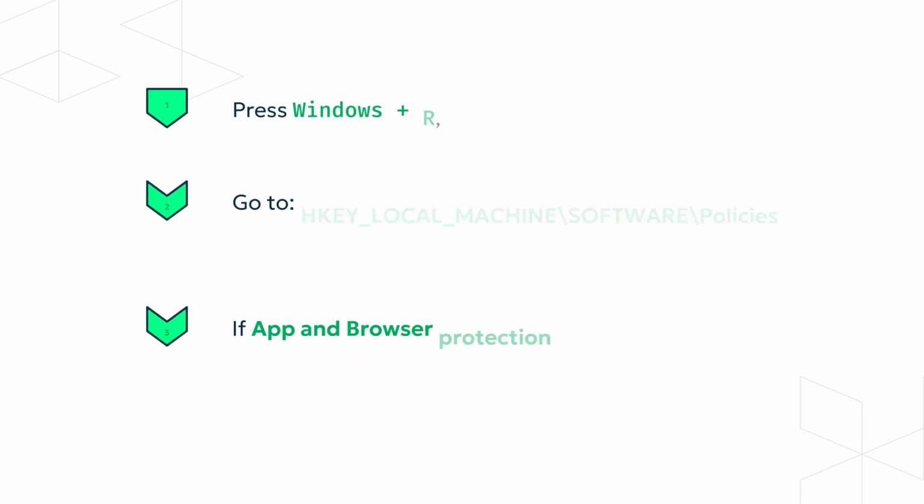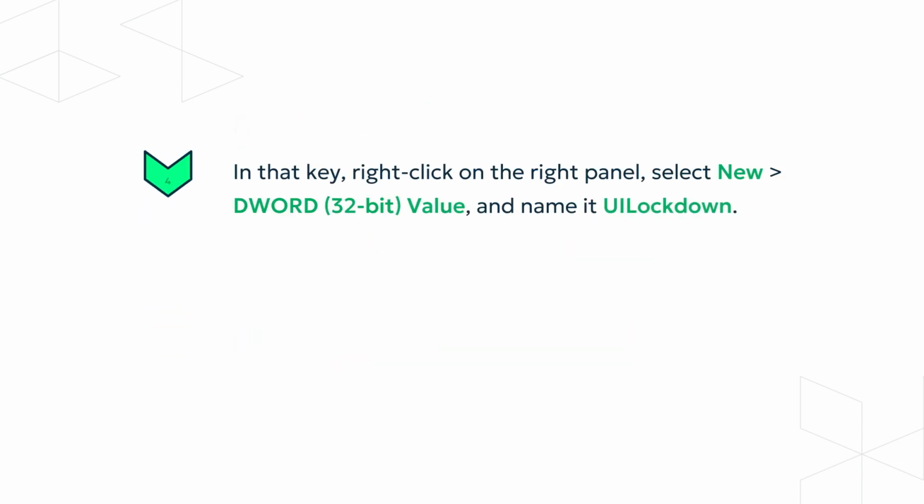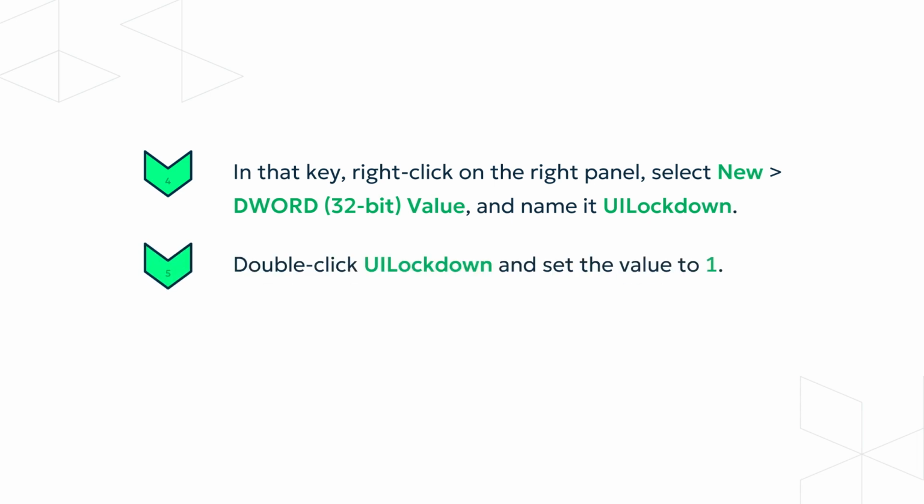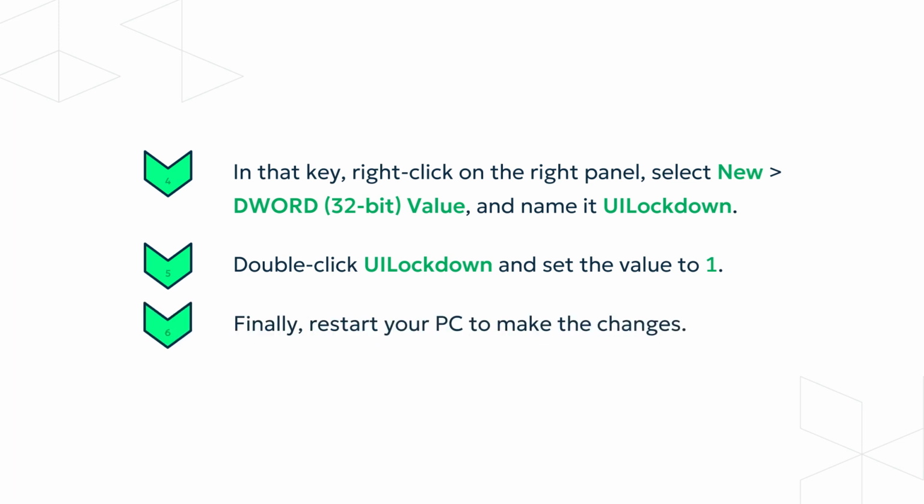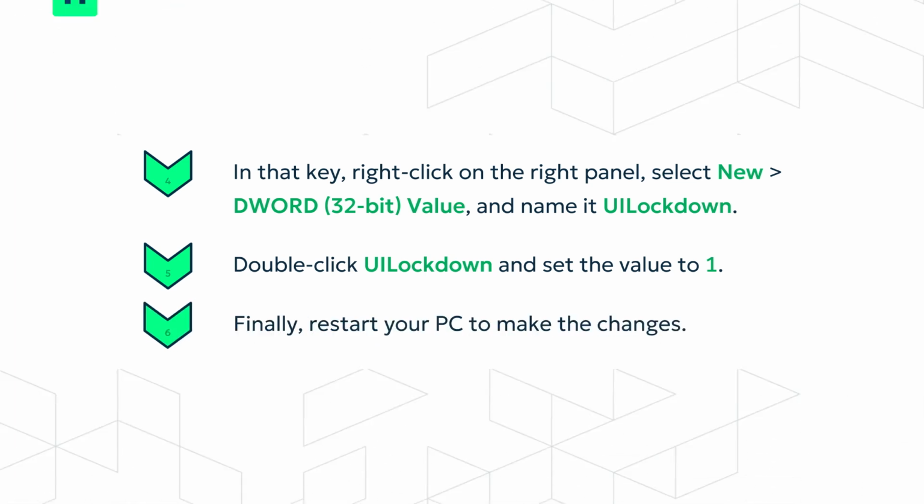In that key, right-click on the right panel, select New, DWORD 32-bit value, and name it UILockdown. Double-click UILockdown and set the value to 1. Finally, restart your PC to make the changes.